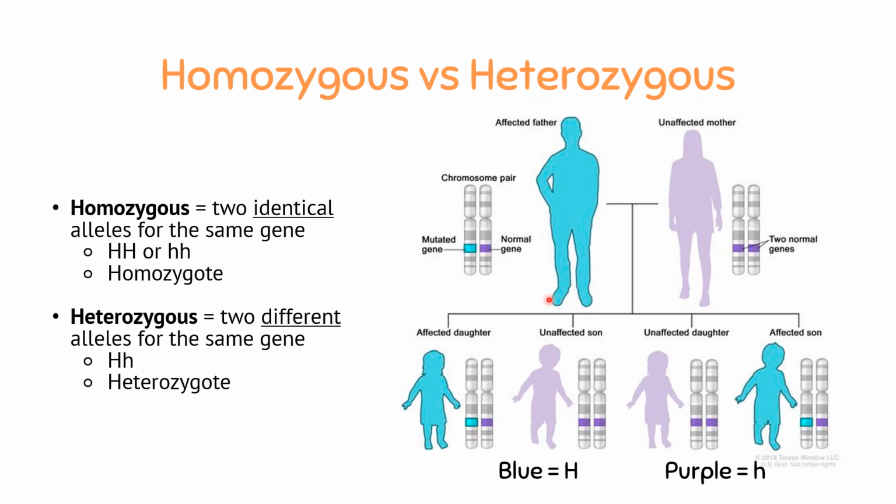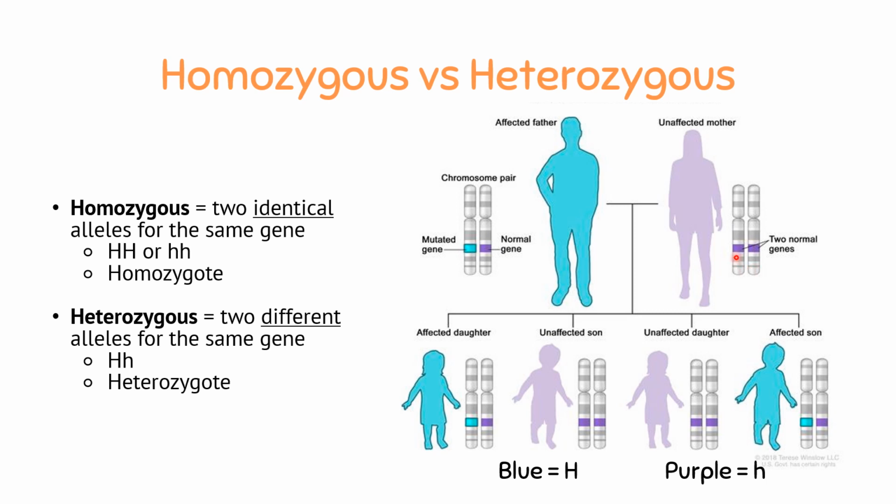As you can see here, I believe this is for a particular disease, I think. And so we have one mutated gene over here. So we have two different alleles. The blue allele is the capital H, so it is dominant, and the purple allele is the lowercase h, so it is recessive. So we've got a dominant allele here and a recessive allele here.